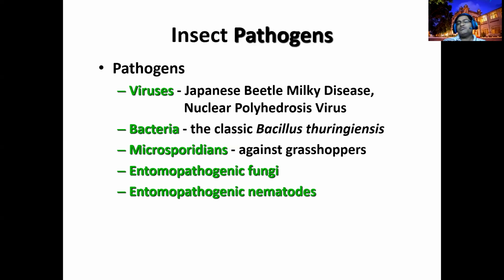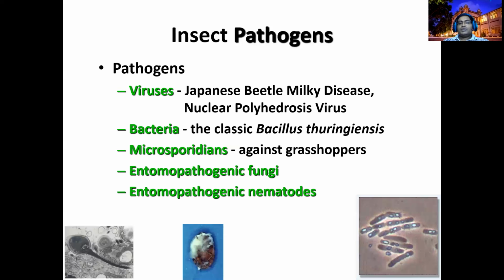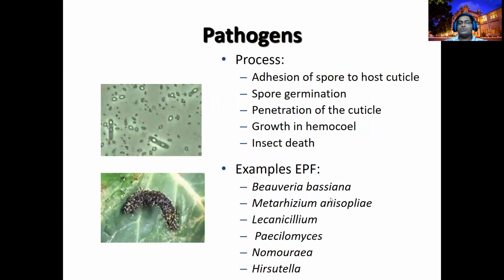There are several entomopathogenic fungi that have been reported, and in the next slides I will discuss them, and the entomopathogenic nematodes too. Some predatory mites or parasitic mites are also used to control these insects. These are the ways they can cause diseases.